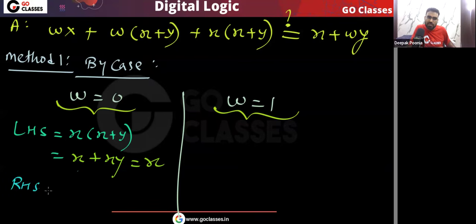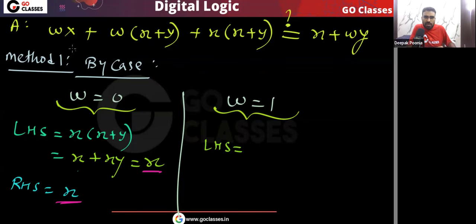What will be the RHS? If W is equal to 0, then this will be 0, and the RHS is also X. So when W is equal to 0, the LHS is X and the RHS is also X. So it is fine. So far, there is nothing wrong here. So far, this equation looks correct. Now let's see what happens if W is equal to 1.